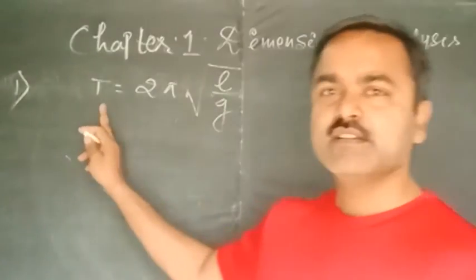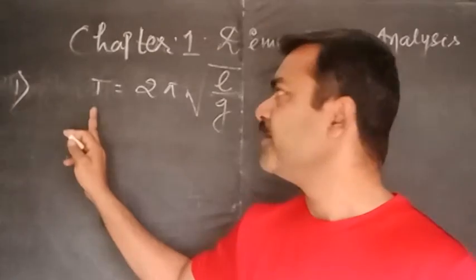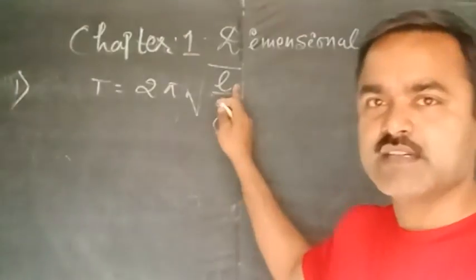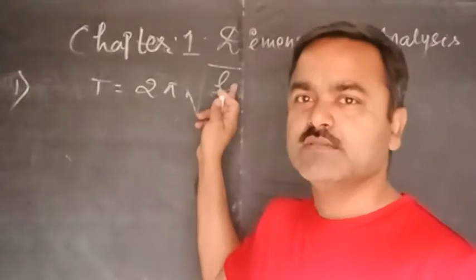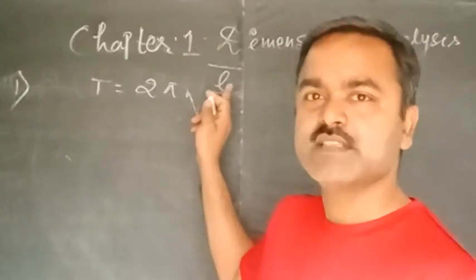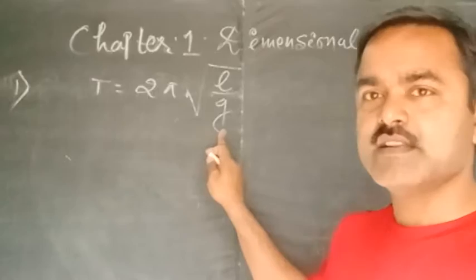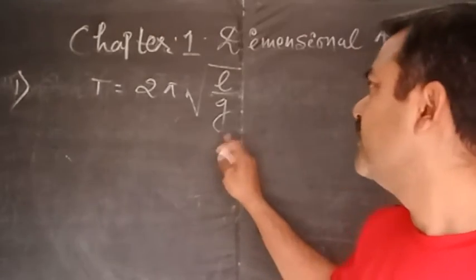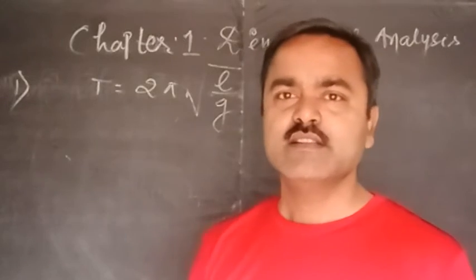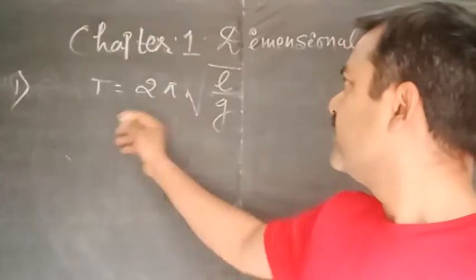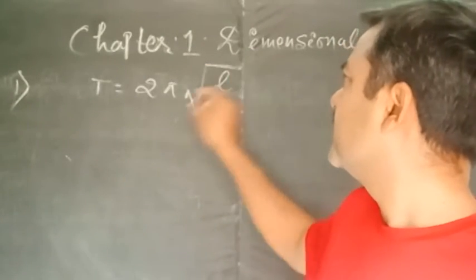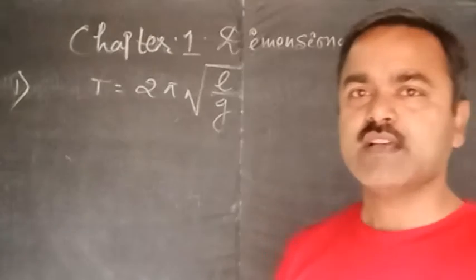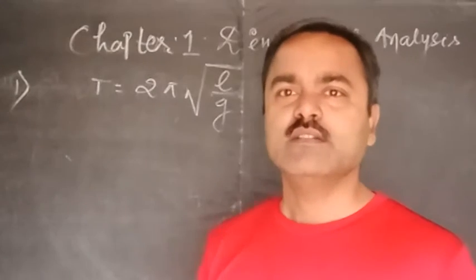Here T is the time period, so the dimensional formula of T is T, and this one is the effective length of the simple pendulum. So the dimensional formula of this one is L, and this is acceleration due to gravity, and we have found that the dimensional formula of g is LT^-2. So let us put here the dimensional formula of these physical quantities and see whether the dimensional formula on both sides comes equal or not.